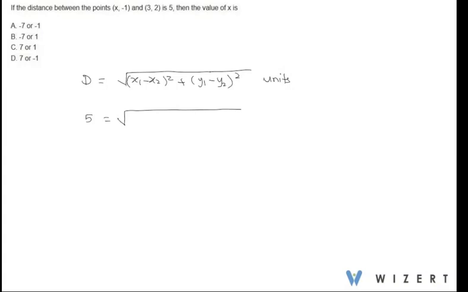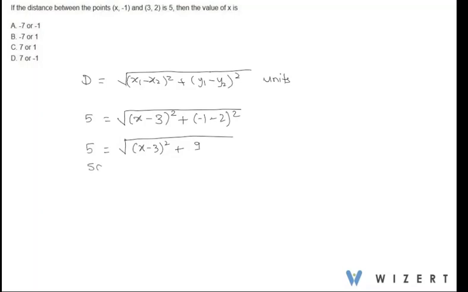So we'll simply put the values here. x1 is x and x2 is 3. So (x minus 3) whole square plus y1 is minus 1 and y2 is 2, so (minus 2) whole square. So that gives us the square root of (x minus 3) whole square plus (minus 1 minus 2 is minus 3), minus 3 square is 9.